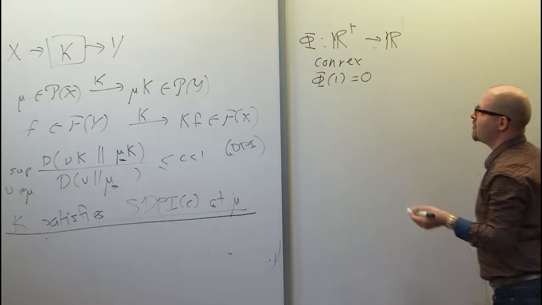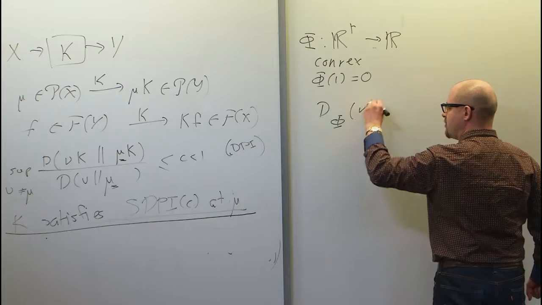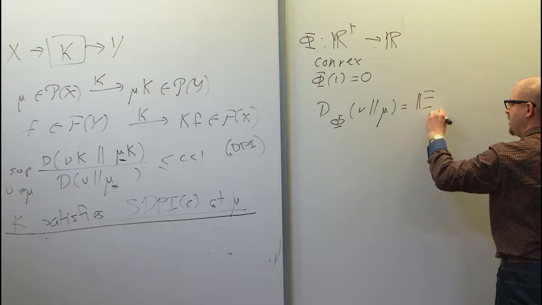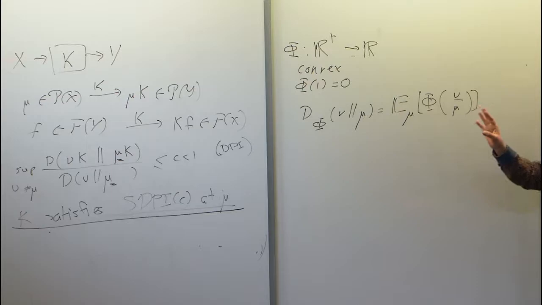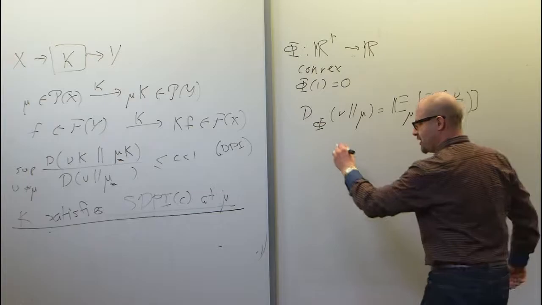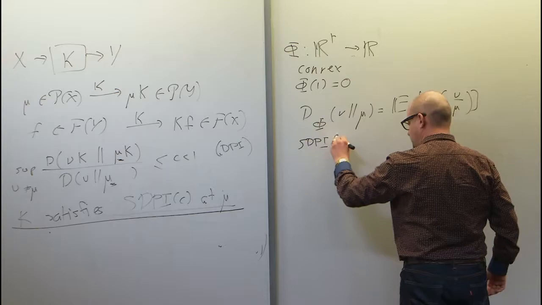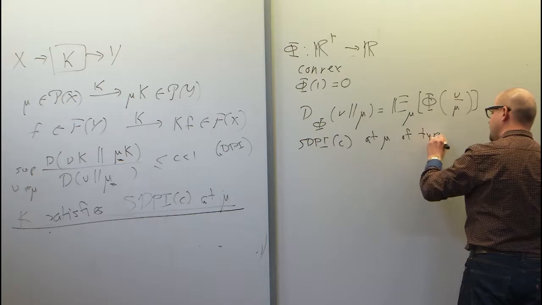And then I'm going to define the phi divergence between nu and mu simply as the expectation under mu of phi of nu divided by mu. And this is, of course, the Radon-Nikodym derivative, but you know, I'm in a discrete setting. There's no need to get all fussy with that. And mu, I assume, charges all points, so this ratio is never divergent. And I'm going to then talk about, obviously, strong data processing inequality with constant C at mu of type phi, if this holds.